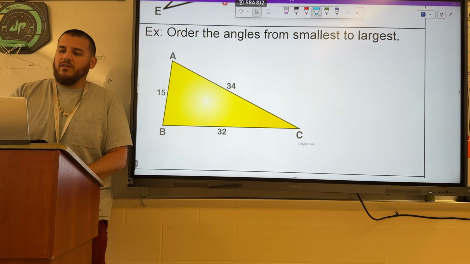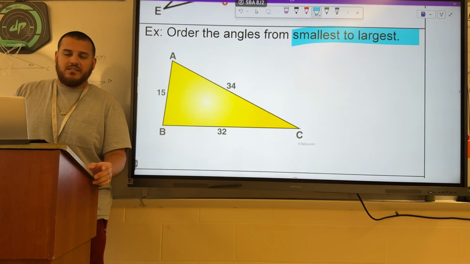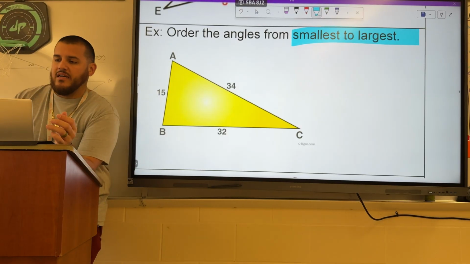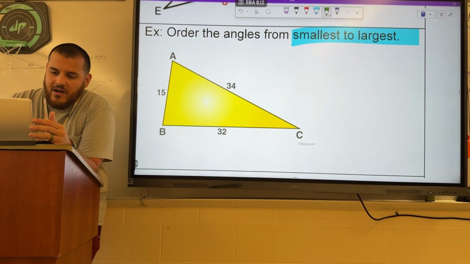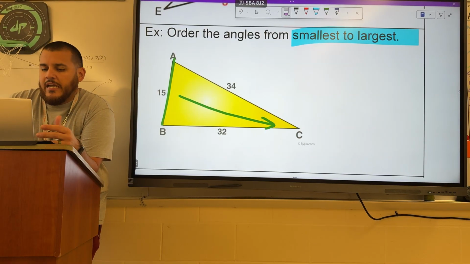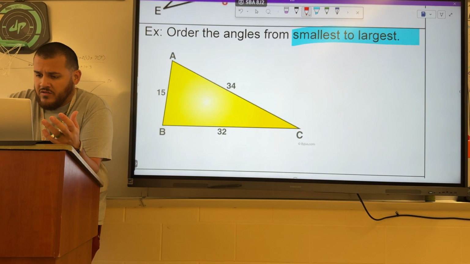Notice in this one, we are arranging from smallest to largest this time, instead of largest to smallest. So let's be careful, make sure we're reading directions at all times. Our smallest side now is side AB. The angle that relates to is angle C. And I'm just going to do this. This is just a way that you can visually work through this.